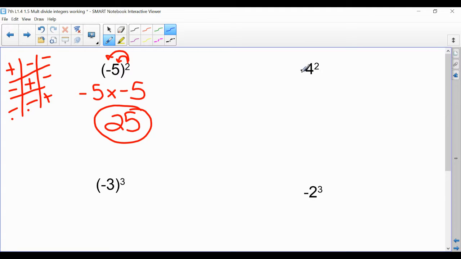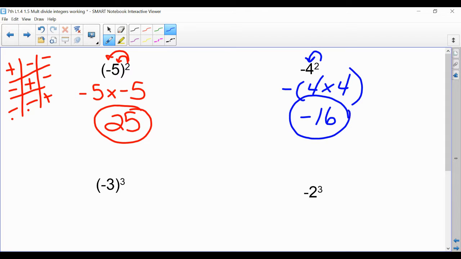Over here, -4 to the power of 2. The exponent only applies to the number, so that negative sign comes out front. And we're doing 4 multiplied twice, or 4 times 4. So 4 times 4 is 16, and we bring that negative sign down. So the answer to this one is -16.